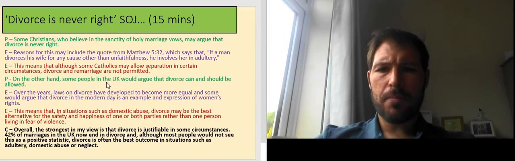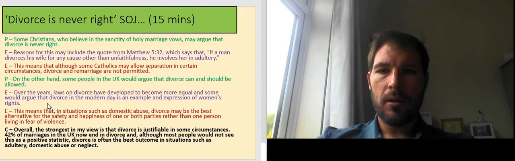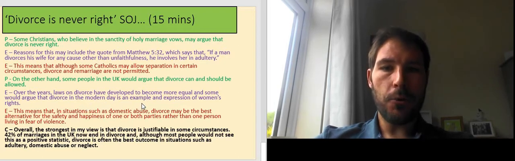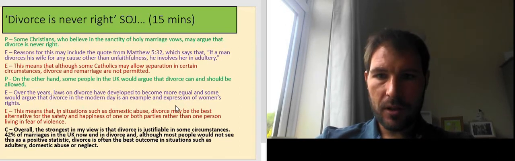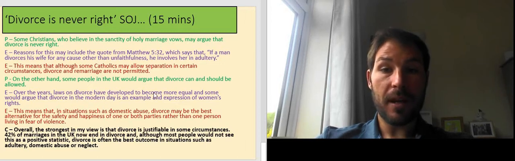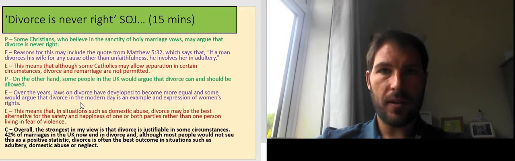Point. What's my evidence or support for that? So let's see. This is because over the years, laws on divorce have developed to become more equal, and some would argue that divorce in the modern day is an example and expression of women's rights. Now, I haven't used a quote, but I have been quite specific with my wording on the laws on divorce may have developed to become more equal, and I've used the key term women's rights. Okay, so that's my evidence.